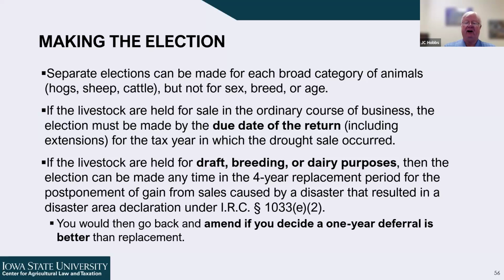Livestock held for draft, breeding, and dairy purposes: the election can be made at any time in a 4-year replacement period if we have a federally declared disaster area. So instead of 2 years, we get 4 years to buy them back. If you don't get that done, you have to go back and amend the tax return for the year that you made that 1-year deferral or the 4-year replacement decision. So if you change your mind, you have to amend that return for the year that you made the election.